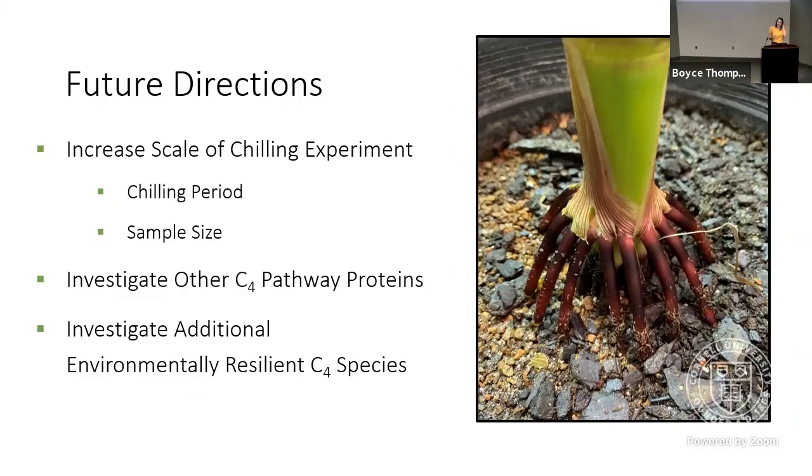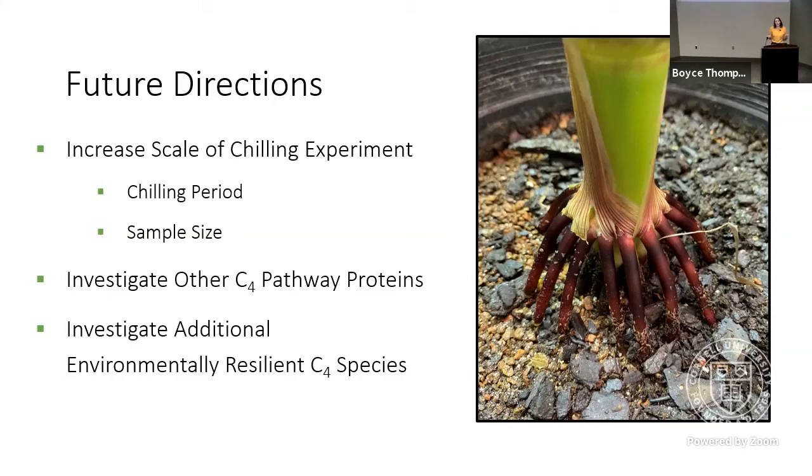And then last is where we want to take this project in the future. So I feel that we definitely need to increase the scale of the experiment. We could increase the chilling period. We could increase the sample size of the plants, which would allow for statistics to be a little bit more effective. We could also investigate other C4 pathway proteins to try and find that elusive limiting step that we ran across in previous experiments.